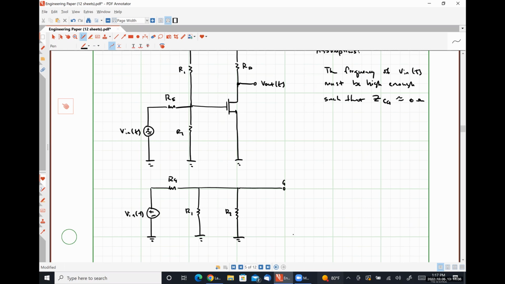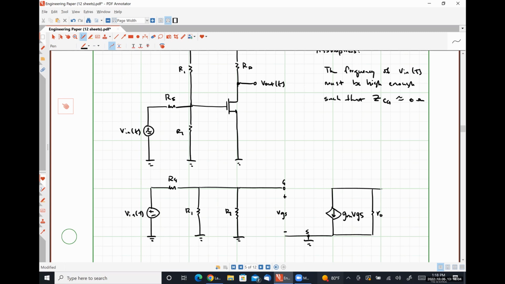Here's our gate terminal. Here's our source terminal. Here's our small signal voltage VGS. Here is GM VGS, and it's like I'm running out of room here. Here's R naught. Here's RD. Here's our drain.